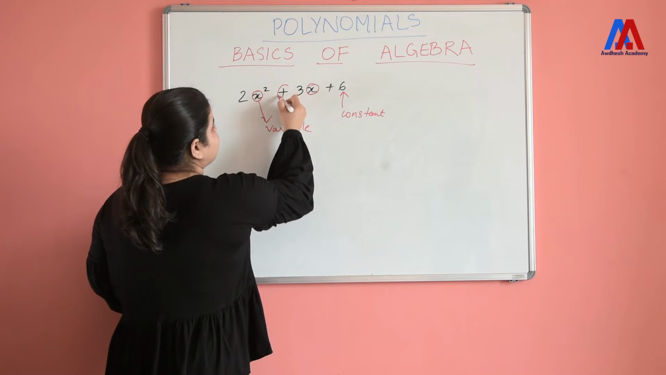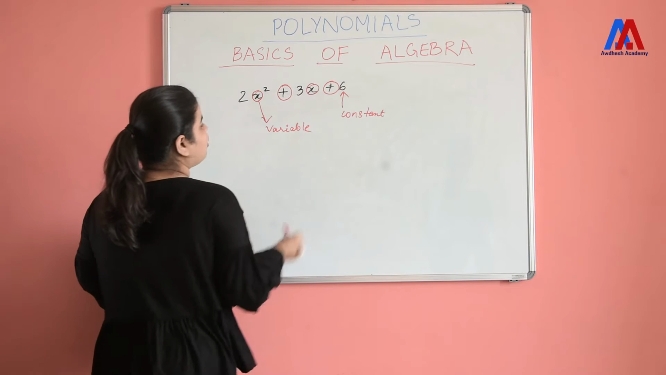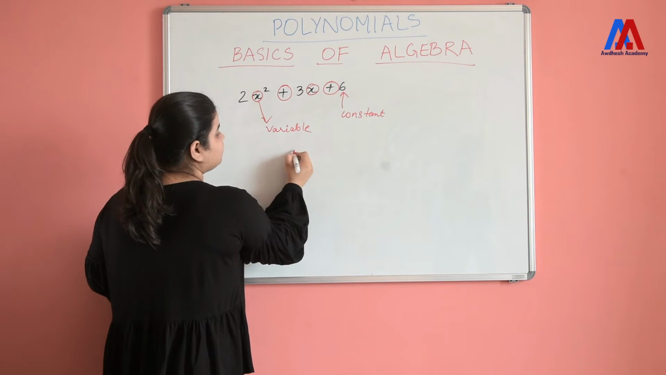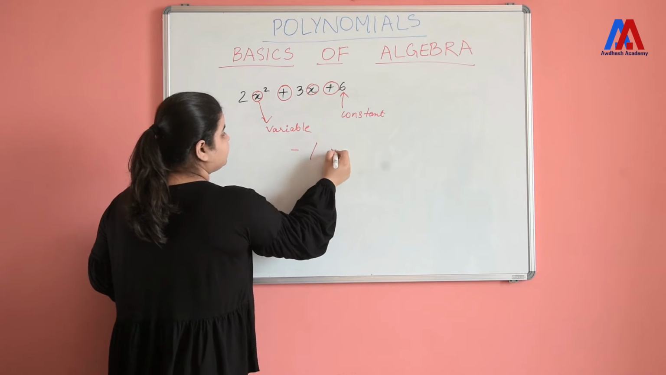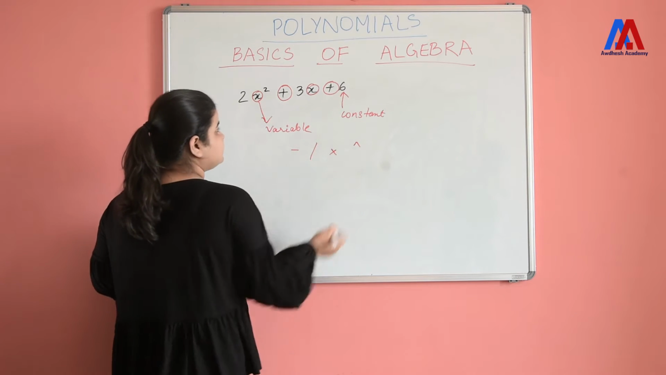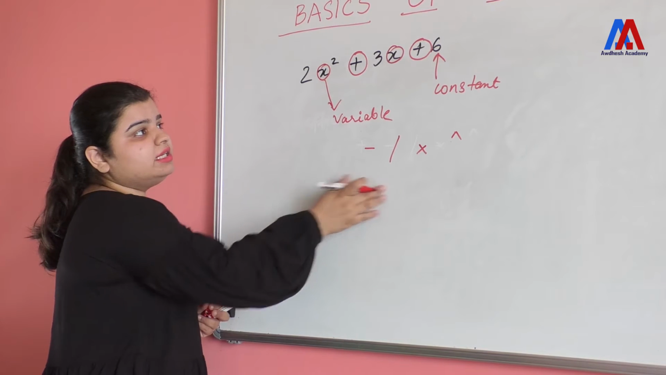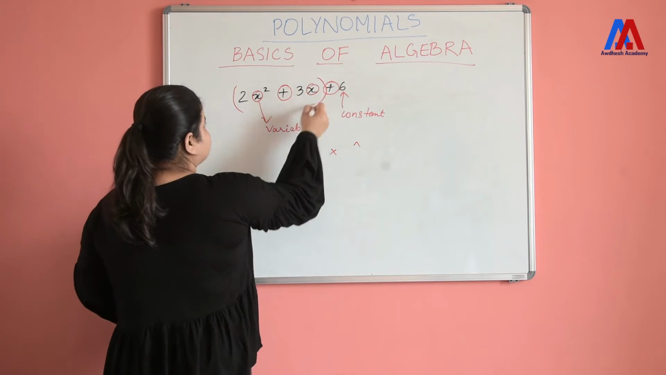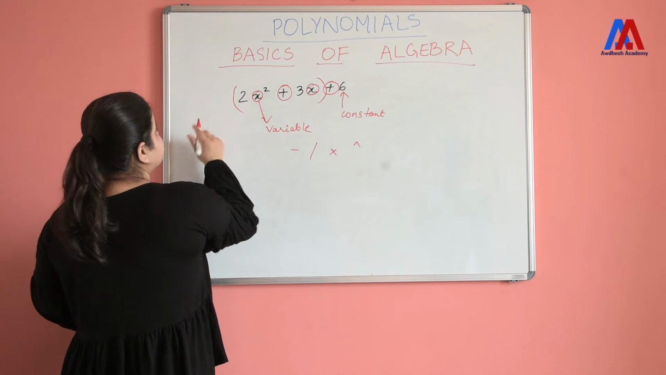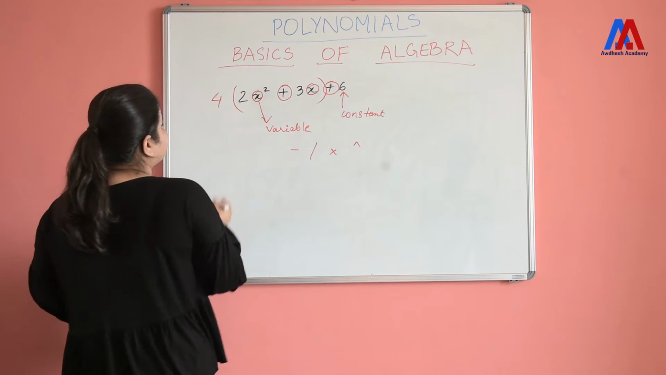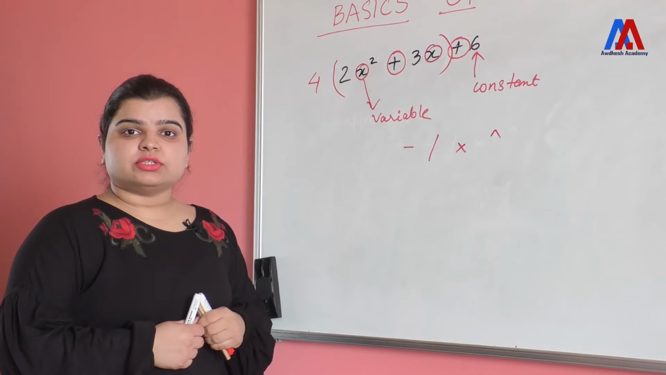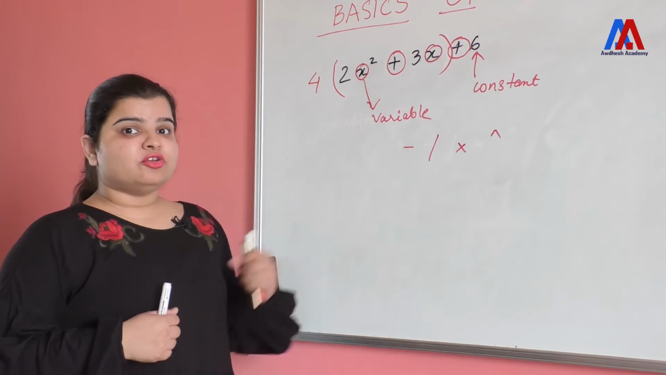Now these are the operators. Here in place of the plus you can also have minus, divide, multiply, powers, etc. All these are operators. Now you can have any terms within the brackets. Let's say this and we multiply it by 4. So this was all about an algebraic expression, but our chapter is polynomials.